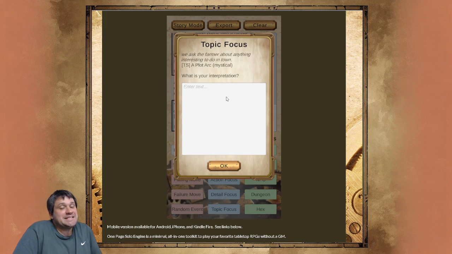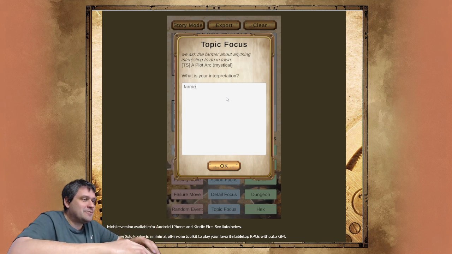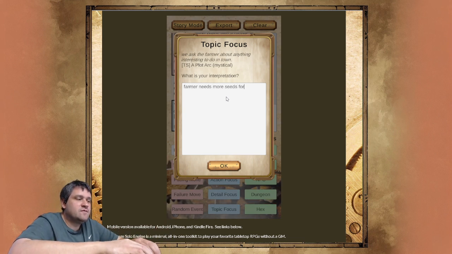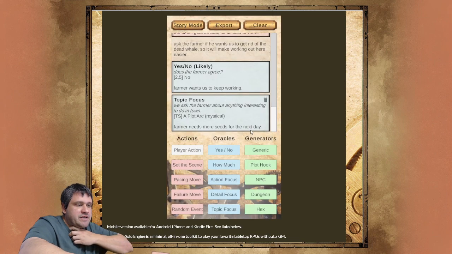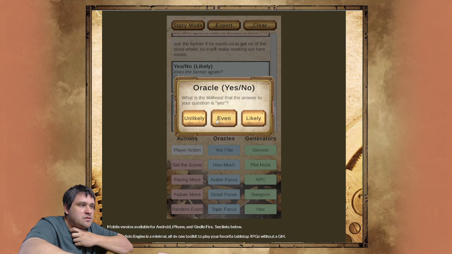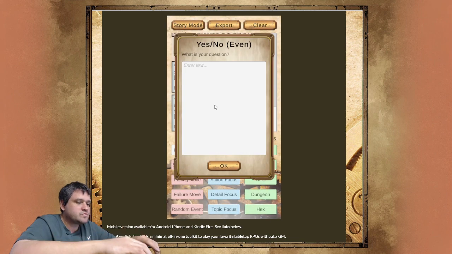Maybe the farmer needs more seeds. Say, farmer needs more seeds for the next day. Maybe running out. And so he's going to give us some gold to just go into town. Maybe that gives us a reason to leave. So we'll do even on this one. Will the farmer?